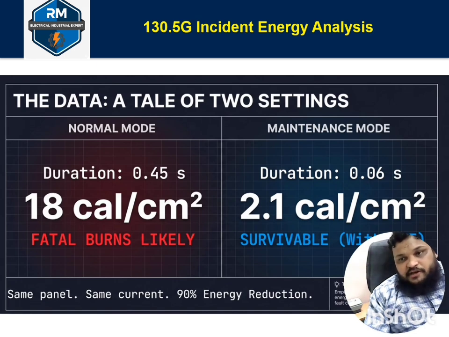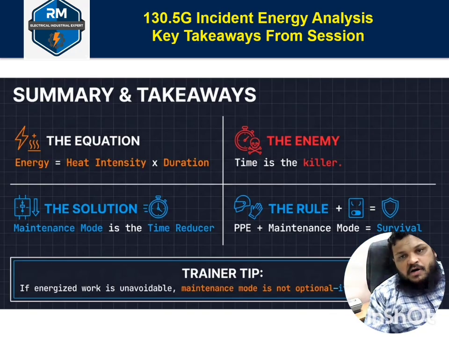So it is very important to select or minimize the time of the relay, so that the fault will be cleared as soon as possible. In summary, the key takeaway equation is: energy is equal to heat intensity multiplied by the duration. And the very key factor, the enemy of the system under fault condition, is the time. The time is the killer.